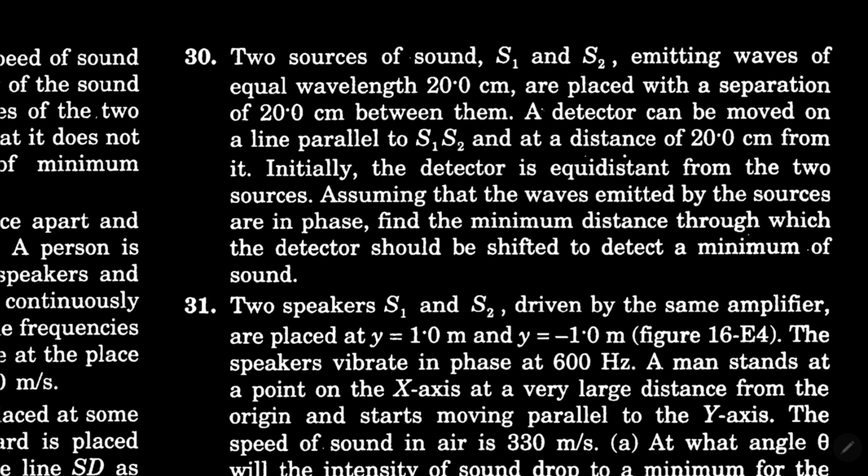In question 30, we have two sources of sound. We need to assume that waves emitted by sources are in phase and find the minimum distance through which the detector should be shifted to detect a minimum of sound.